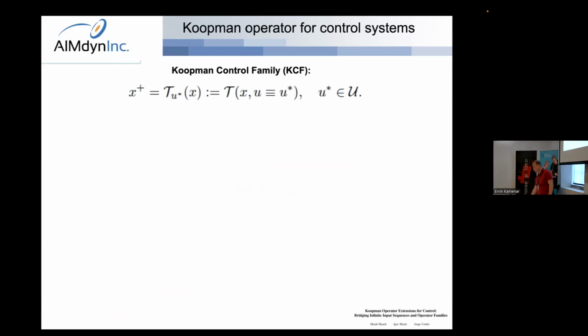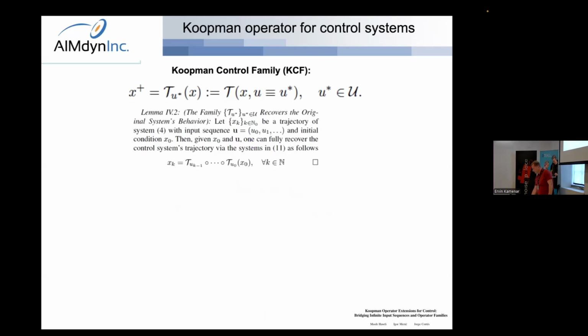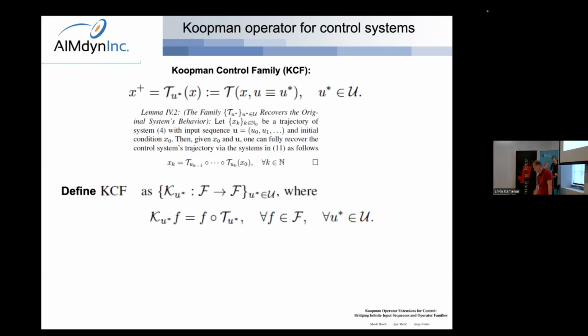Now, there's another approach. You can say, let me fix the input U star at any given time, no sequences. And now I have a family of maps, T U star. And now again, you start from some x0, you apply a sequence of maps, and you're going to get your kth state. So state at time k. And now you can define the Koopman control family. This is what Jorge Cortes and Mezic Hasseli did. I think they were the first ones. If I'm wrong, then correct me.